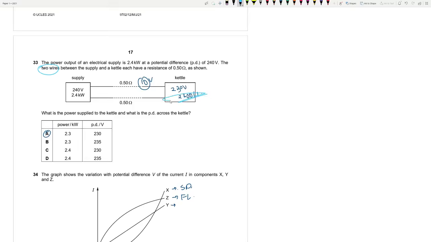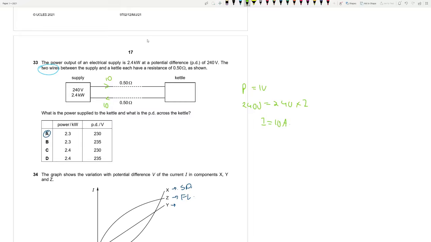Let's see. So let's find out the current. We know that P is equal to IV. 2400 is equal to 240 into I. I is equal to 10 amperes. Okay. So we have 10 amperes flowing through here.